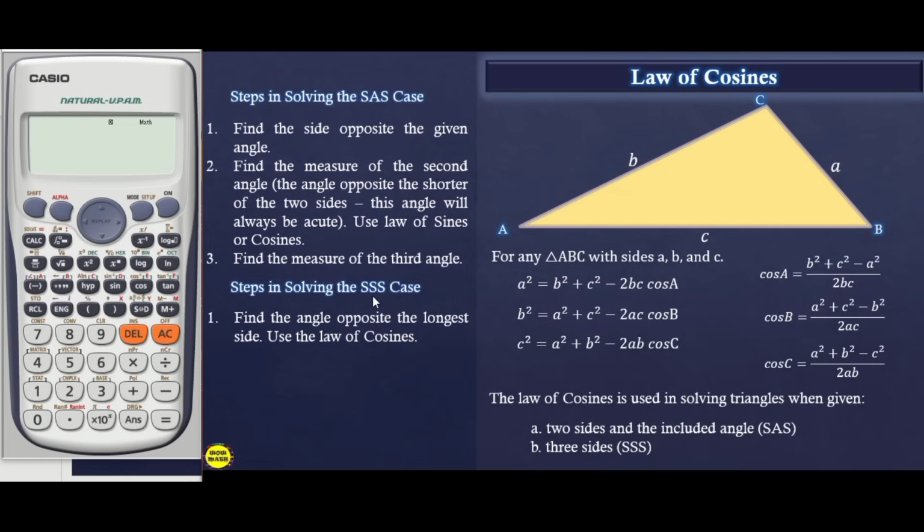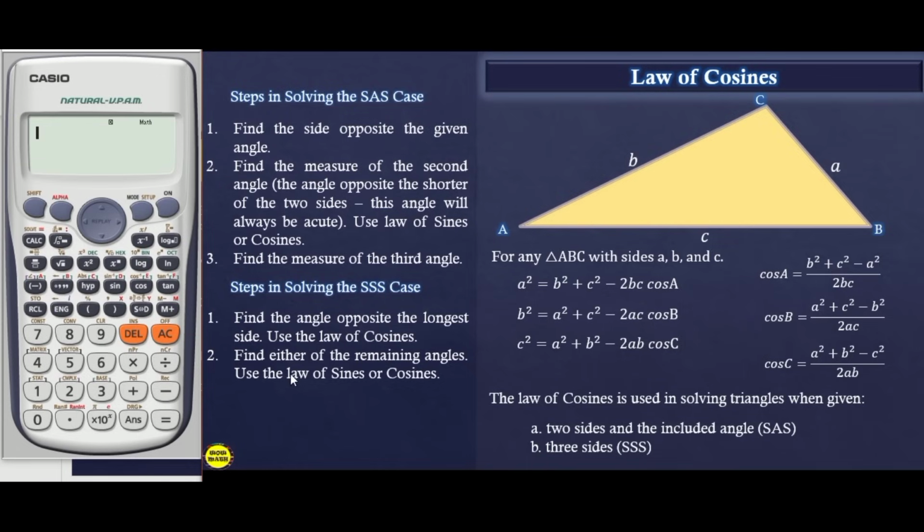Since 3 sides yung given natin, identify muna natin kung ano yung longest side. And then yung angle na opposite ng longest side, yun po muna ang una nating hahanapin by applying the law of cosines. And then step 2, nakuha mo na yung angle nung side na pinaka-longest. Next is, we need to find the remaining angle since isang angle pa lang ang nakuha mo sa step 1.